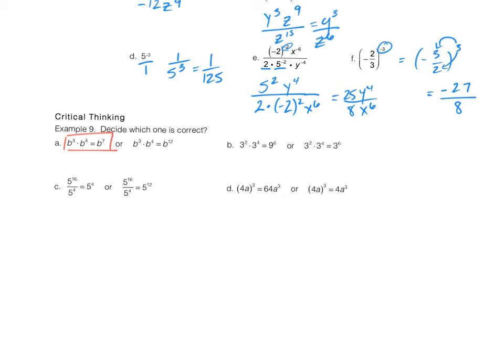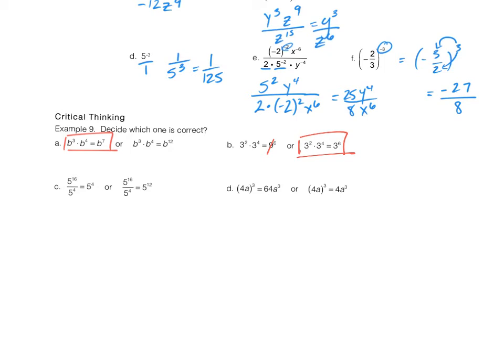For B, this is again the product rule. So when I do that, my base stays the same. It does not multiply the base. So this one, 3 squared times 3 to the 4th equals 3 to the 6th, is my correct answer.